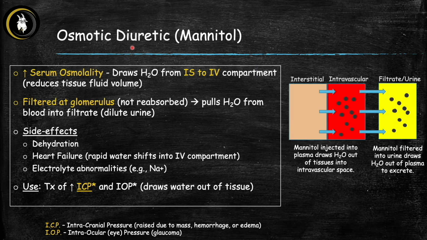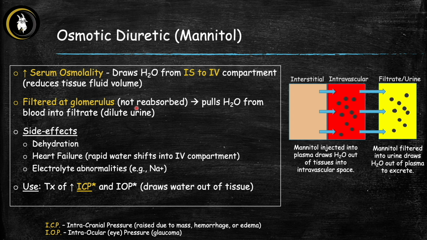All right, so let's learn about these osmotic diuretics. And the main drug here is mannitol. So this drug is given IV. So in the patient's blood, it's going to increase the osmolarity, and that's going to draw water from the interstitial space into the intravascular compartment. So this is going to reduce the tissue's fluid volume, and it's going to get rid of any kind of edema in the tissues. As this blood circulates around and goes to the kidneys, mannitol is going to get filtered at the glomerulus, and it's going to end up in the filtrate.